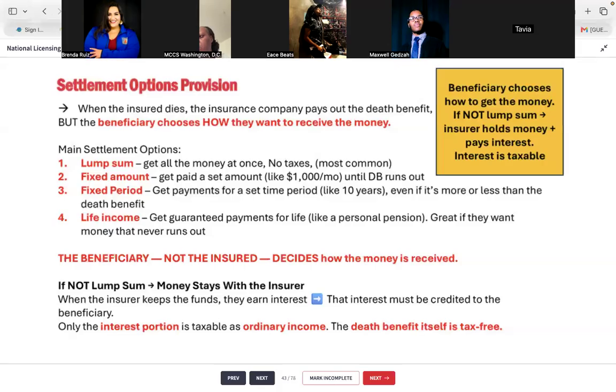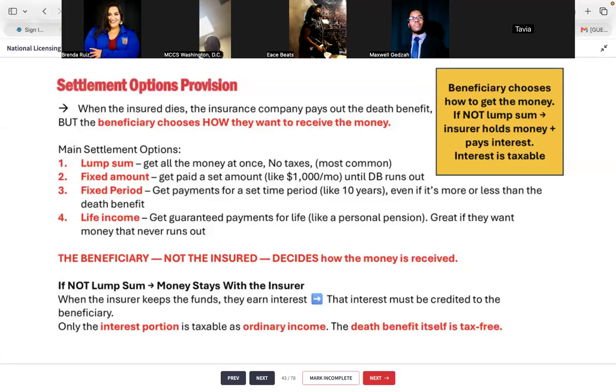You can also say, give me payments for the next 5 years, and they'll break up that $1 million into 5 years. Once that time is up, you don't get payments anymore, right? And then the last option is life income. This one's pretty cool. This one guarantees you, listen to this, that you'll get paid for the rest of your life. Isn't that amazing?